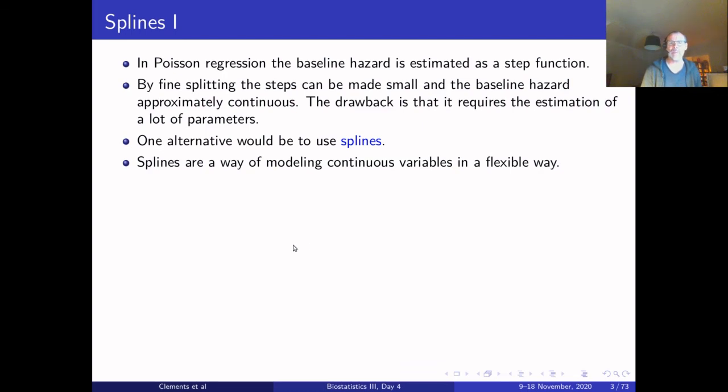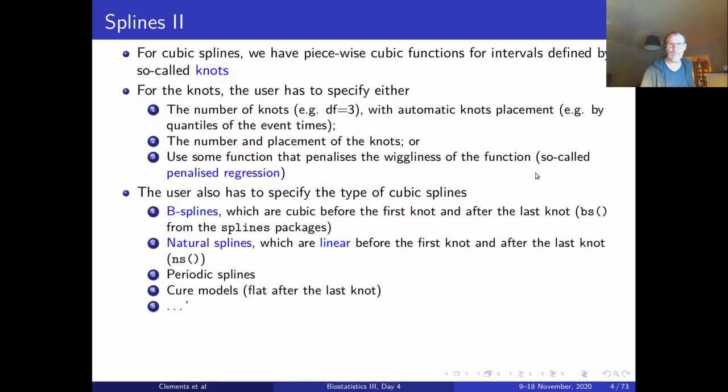So, what about smoothing? We're going to be using splines for a few things. So in Poisson regression, instead of modeling time as a step function, what we could do is fine time splitting, and then we'd like to actually do a smoother across the time intervals rather than using many parameters. One of the approaches for doing that smoothing is to use splines. And splines are a way of modeling continuous variables in a flexible way in a number of different regression contexts.